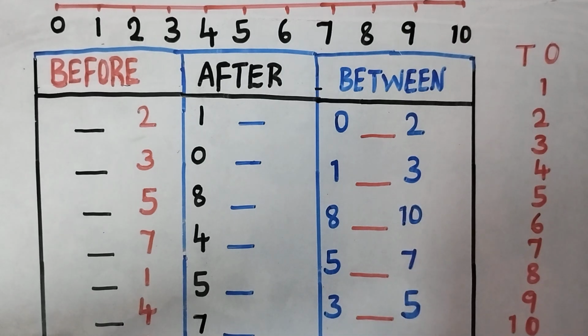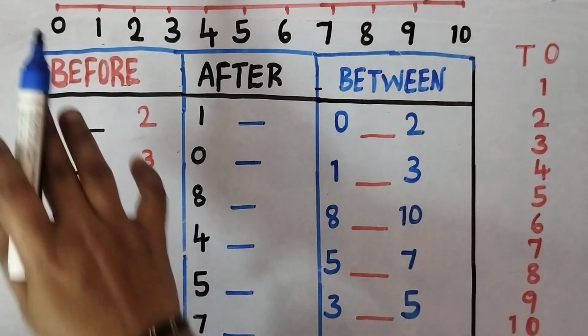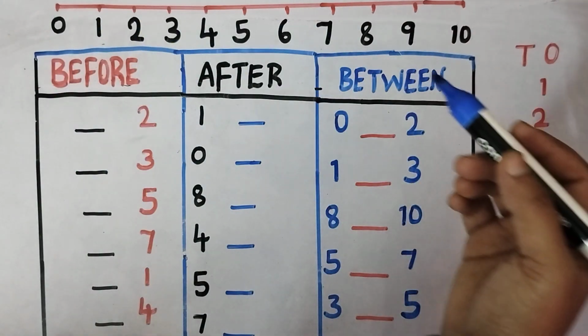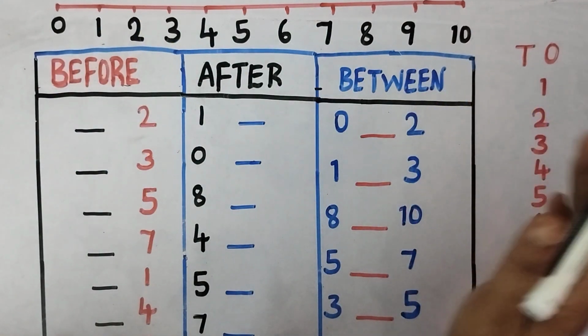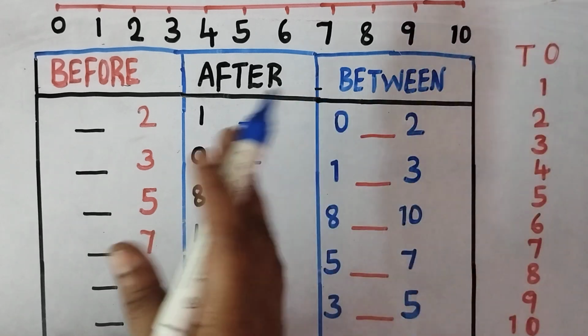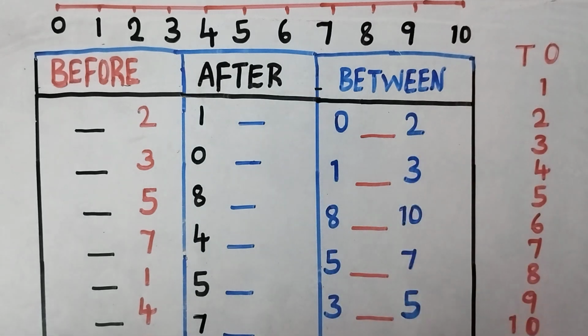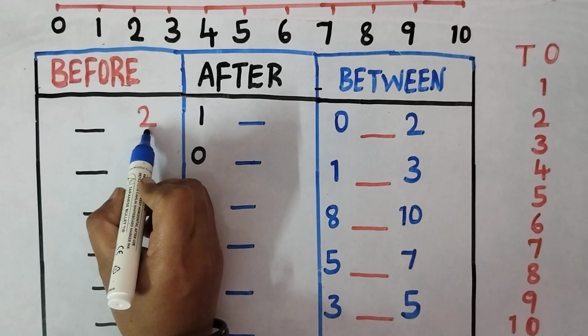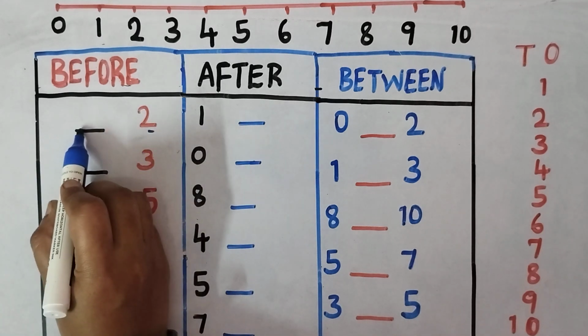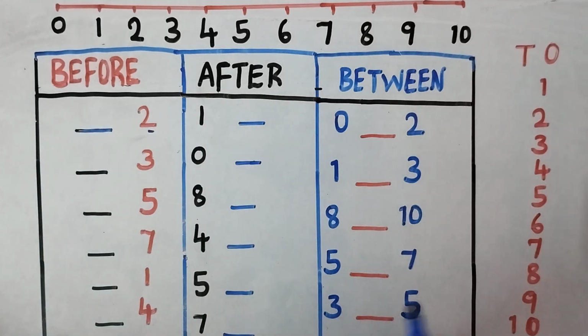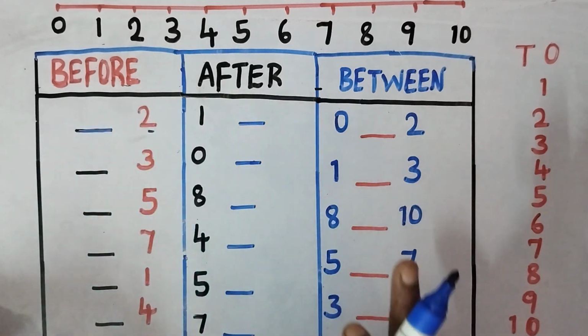In the last video I already told about the definition of the number line, how we write the numbers on the number line. So in this video we have to practice how to identify and write the number that is before, after and between numbers. So before means what? For example, I already wrote here 2. Here I drew one line. Before means we have to write on the left hand side of this line.